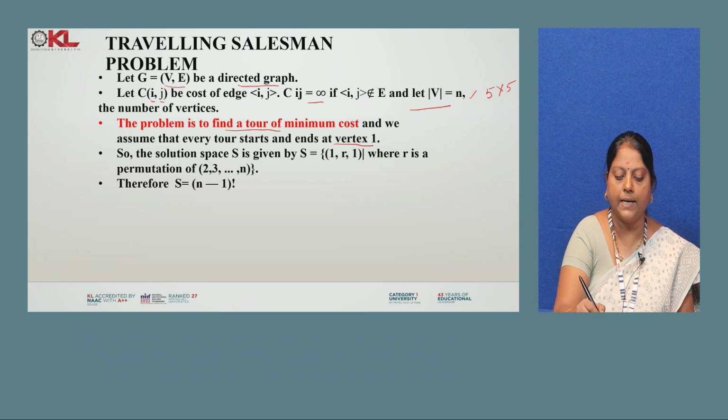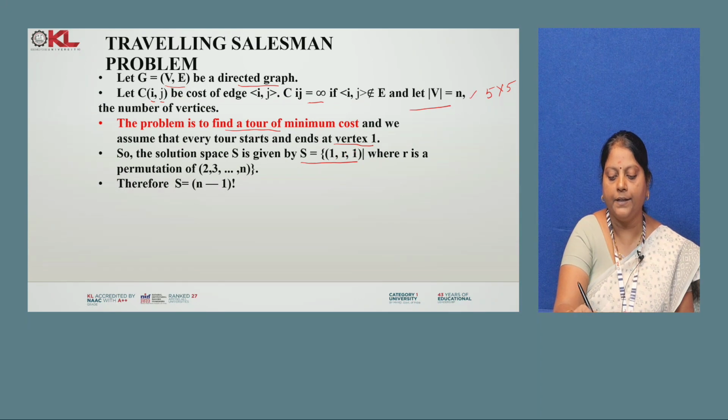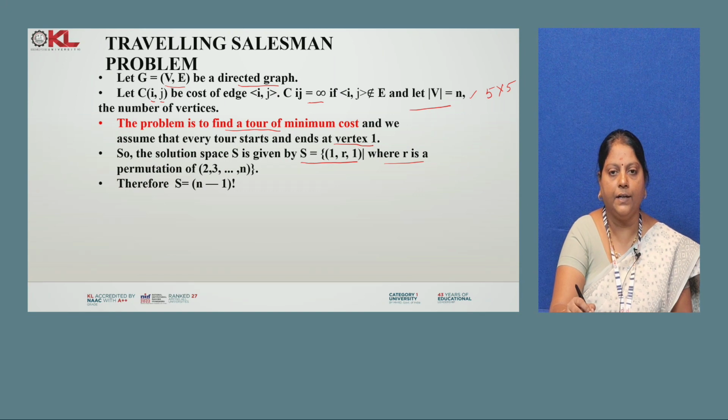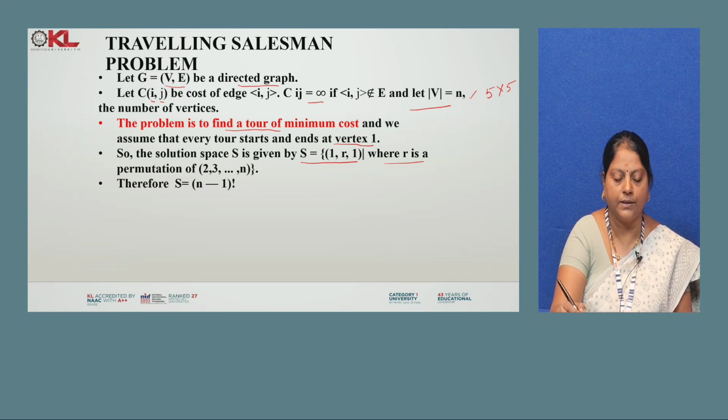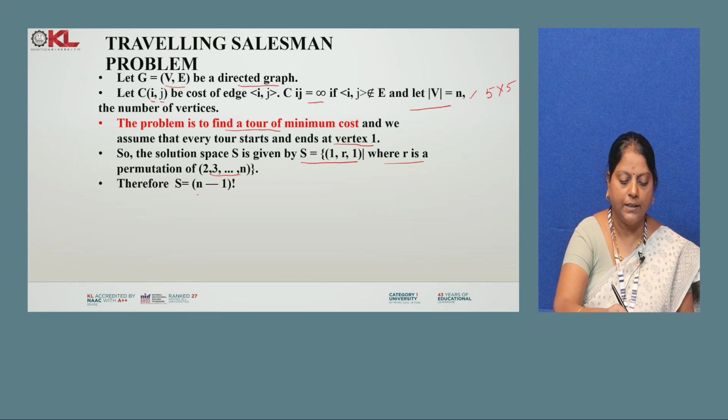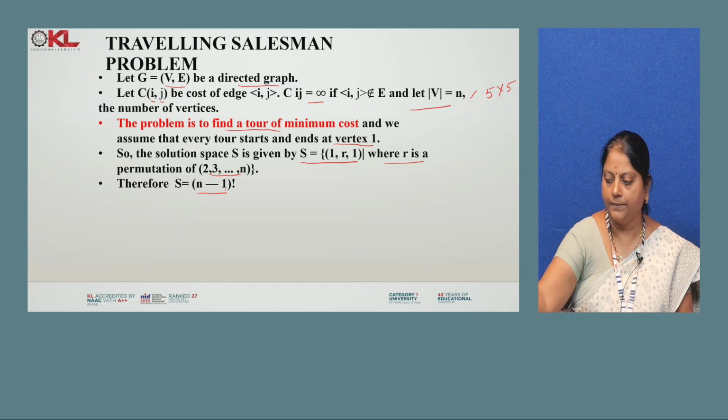Here the solutions can be represented by S, the solution space, which consists of the solutions. Here 1 is the starting vertex, then we take the minimum cost route, and return to the same source vertex, that is 1. Here R is the number of permutations. If there are n nodes, the source vertex is 1 and we have to visit all other vertices from 2 to n. So how many possible combinations can we get? It is (n minus 1) factorial.